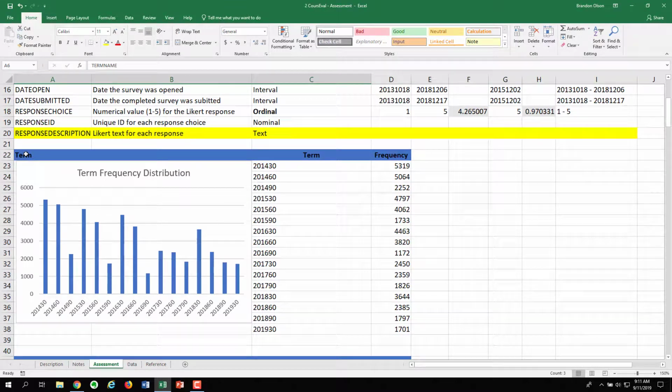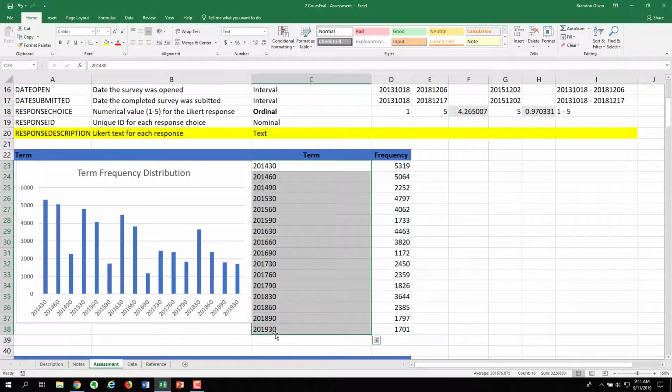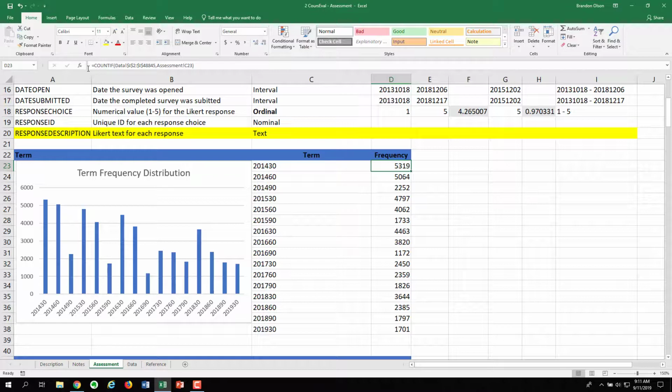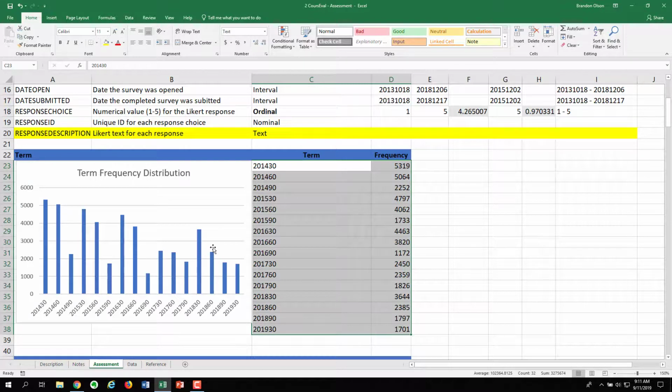Here, taking a look at the term value, I identified all the terms that are in my data set. And then for each of the terms, I used the COUNTIF function to count the number of instances that term was identified in my data tab. I did that for each of these terms, with a separate COUNTIF function. Then, highlighting those two columns together, I used the chart wizard in Excel to create the frequency distribution chart that you see here.